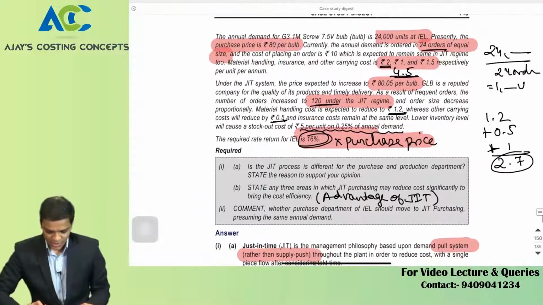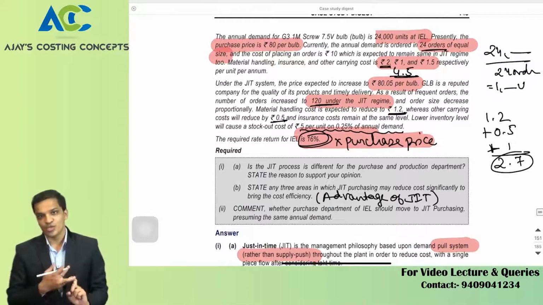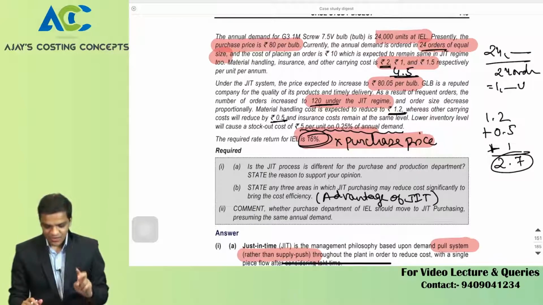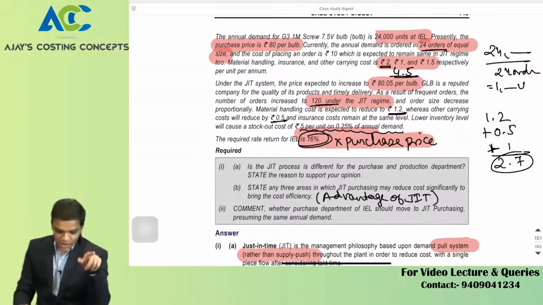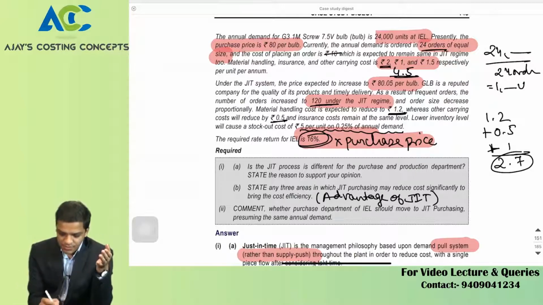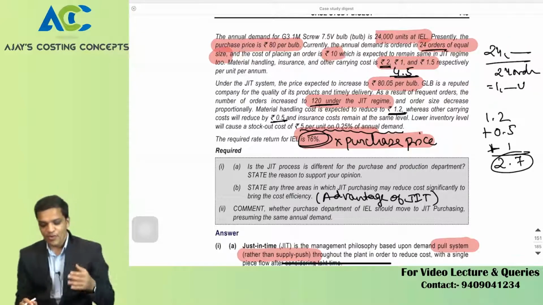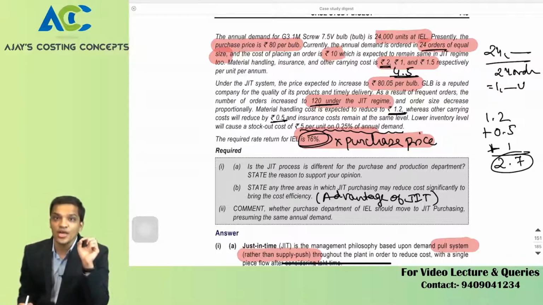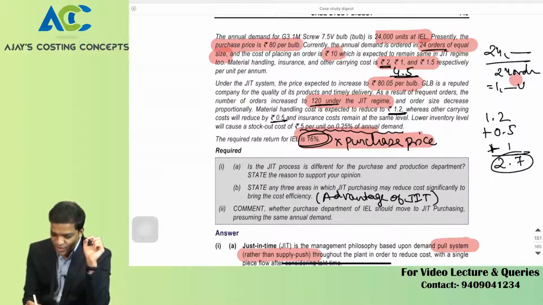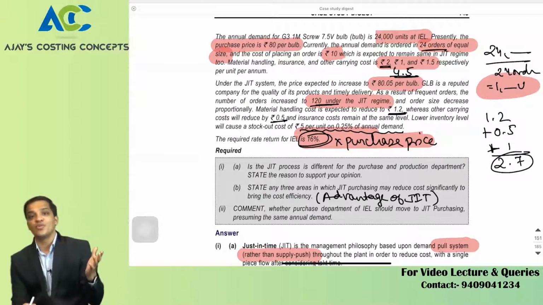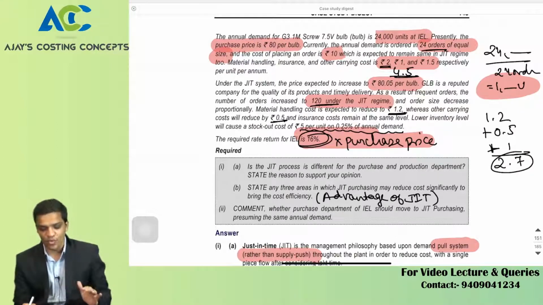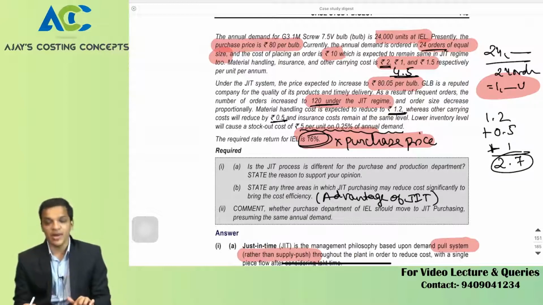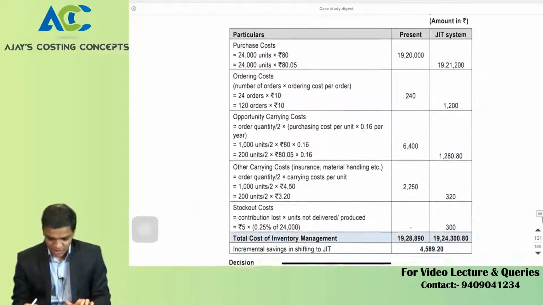Now see, in this solution, first, 24,000 units would be purchased at 80 rupees. Second, 24 orders will be placed, so basically 24 orders into the ordering cost, that is 10 rupees, which is provided. Third, if you place 24 orders, every order is 24,000 divided by 24, which will be 1,000 units. So 1,000 units would be carrying, 1,000 plus 0, opening plus closing divided by 2, into your carrying cost of 4.5, plus your expected required return of 16% of 80. That would be the cost in this first scenario.